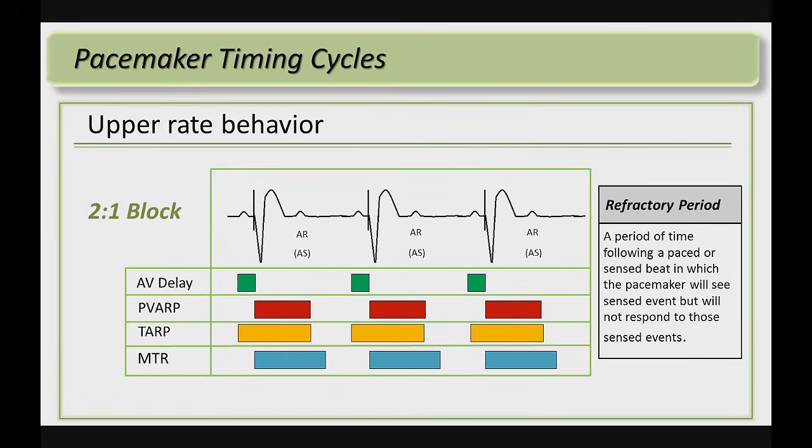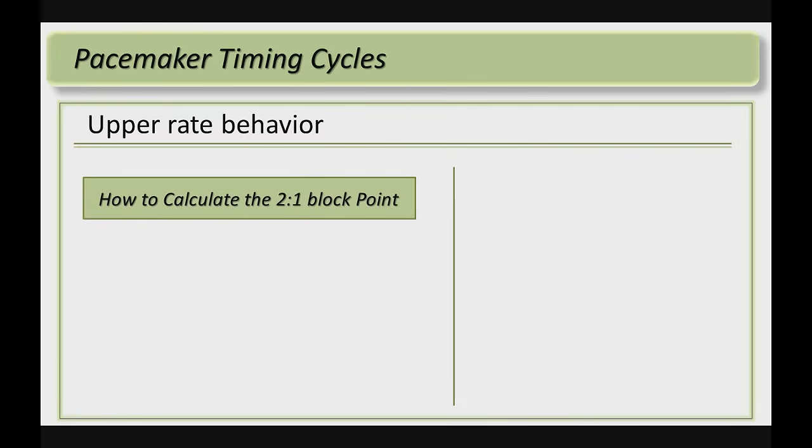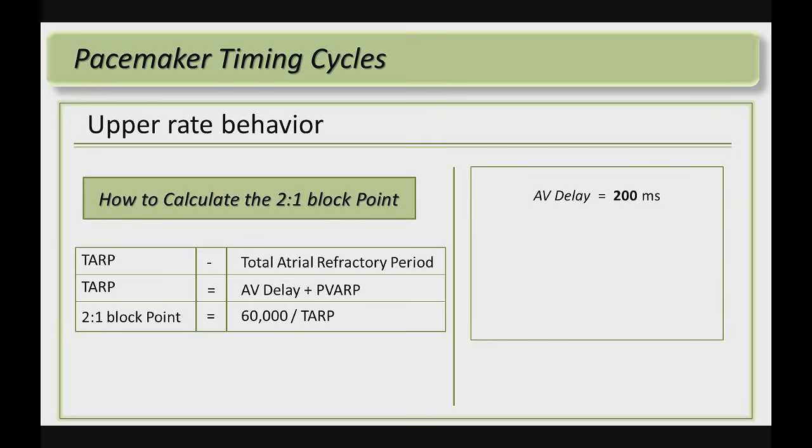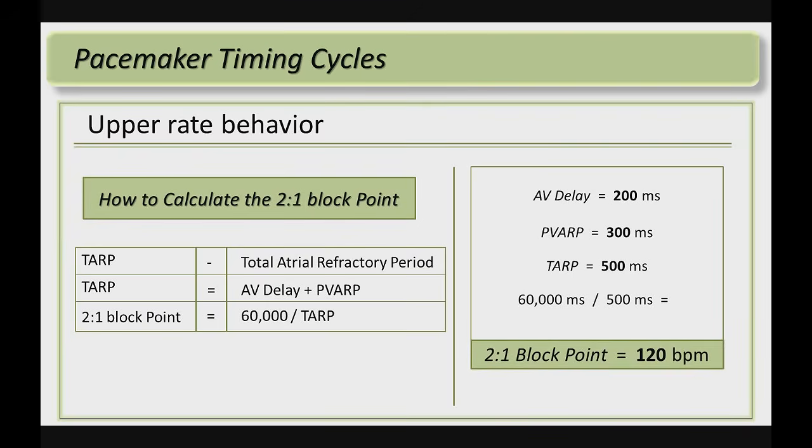The one good thing about 2-to-1 AV pacemaker block is that it's really easy to figure out exactly when it will happen. Remember, the TARP is the total atrial refractory period and is the AV delay plus the P-VARP. The way we calculate the 2-to-1 block point is we simply take 60,000 milliseconds and divide it by our TARP. Let's go through a couple of quick examples. Let's say you have a pacemaker programmed with an AV delay of 200 milliseconds, a P-VARP of 300 milliseconds. That gives us a TARP of 500 milliseconds. So we take 60,000 milliseconds and divide it by 500 milliseconds, and that gives us a 2-to-1 block point of 120 beats per minute.